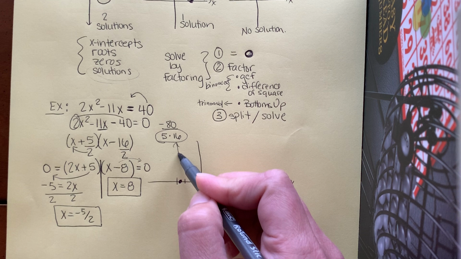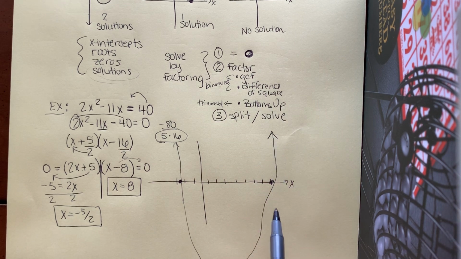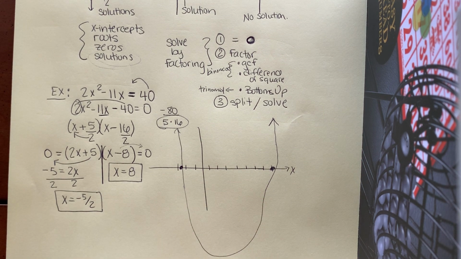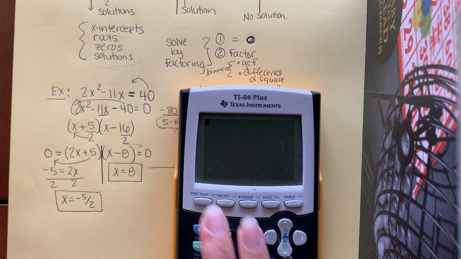So I could figure out where my vertex is. Ooh, that is terrible drawing. I hit my little stand here and it made it wonky, but you get the idea. So I could definitely graph that on a calculator. Let me show you what that looks like because my graph is terrible looking.